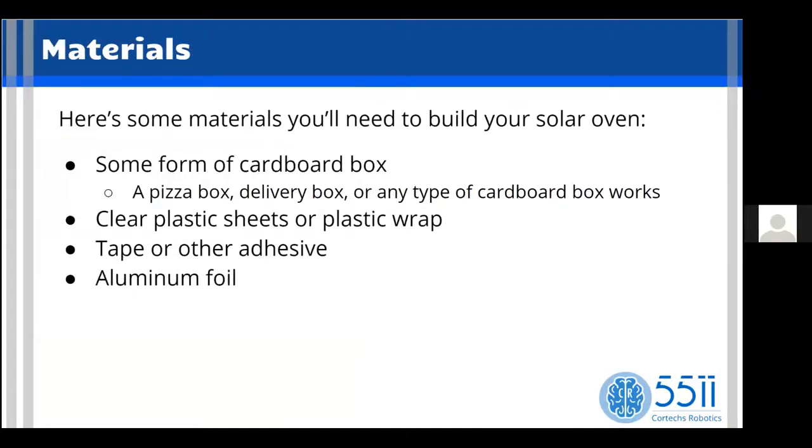Here's some materials you might want to have for building your solar oven. You want to have some form of cardboard box, which can be a pizza box, delivery box, or just any type of cardboard box works. Clear plastic sheets or plastic wrap, tape, or any other adhesive, and some aluminum foil.